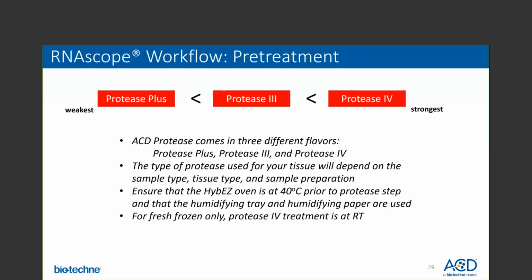The protease step requires the use of the HybEZ oven and HybEZ humidity tray. Please ensure the HybEZ oven is turned on at least 30 minutes prior to use so that it is acclimated to 40°C. For fresh frozen samples, protease pretreatment is performed at room temperature and not at 40°C.